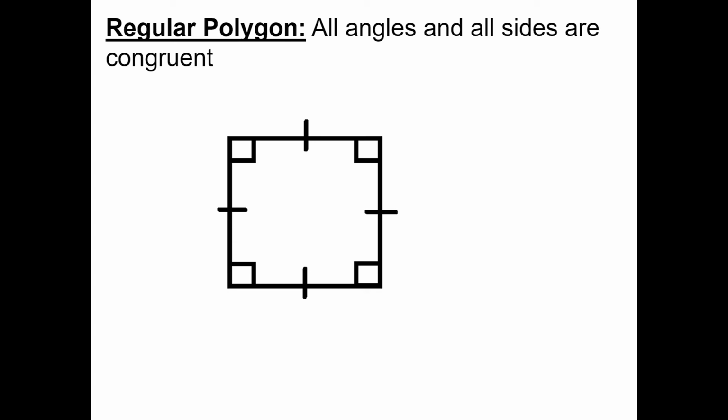So if you don't have both conditions met, all angles congruent and all sides congruent, you have what is called irregular. That just means you have at least one pair of angles or one angle that may not be congruent to all the others, or one side that may not be congruent to all the others. So those are our 3 ways of classifying polygons. We first look at convex versus concave, then we look at the number of sides, and then we ask, is this regular or irregular? And those are the different parts of polygons that you should be familiar with.